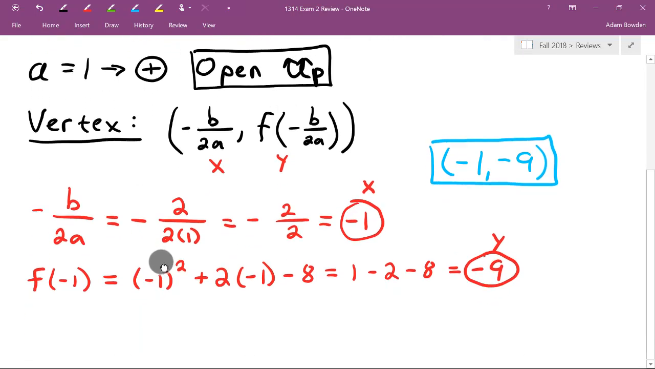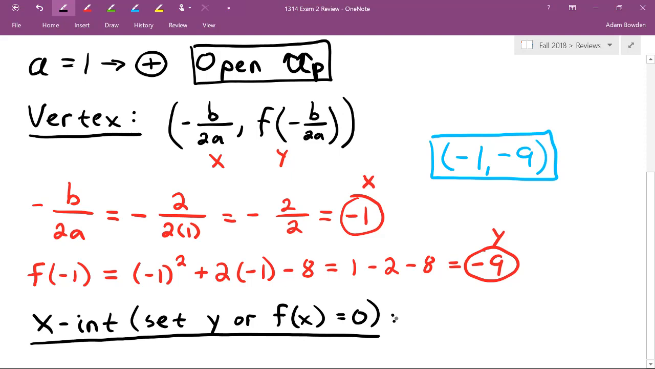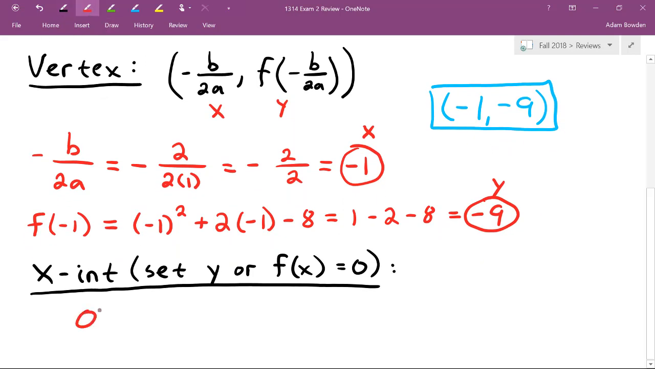And now the next thing we're going to find are the x-intercepts. And as we always do with graphing, to find the x-intercepts, we set y, or f of x, equal to 0. This means we're going to set the whole function equal to 0. 0 equals x squared plus 2x minus 8.